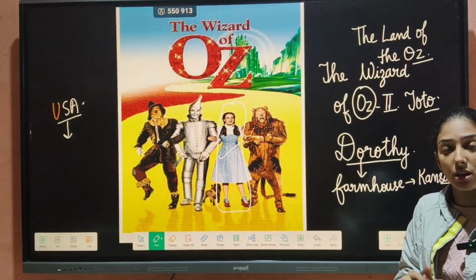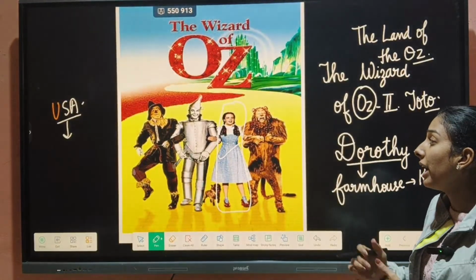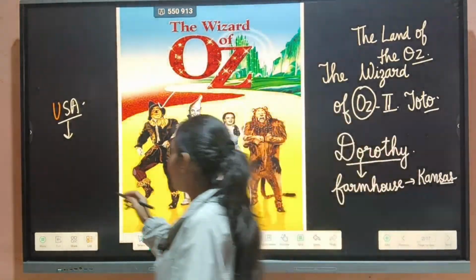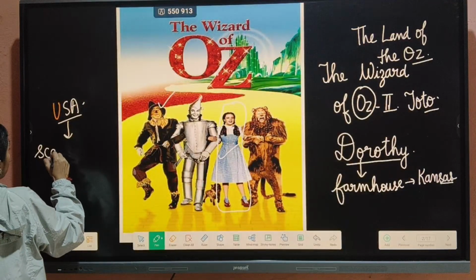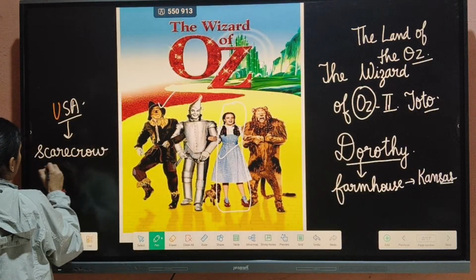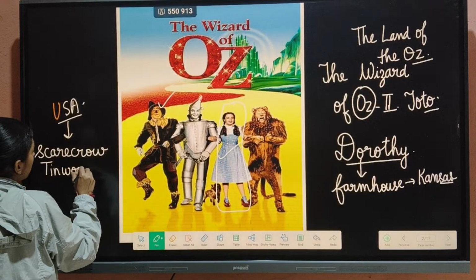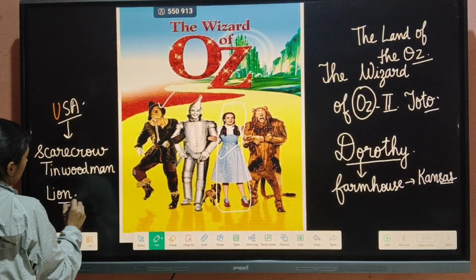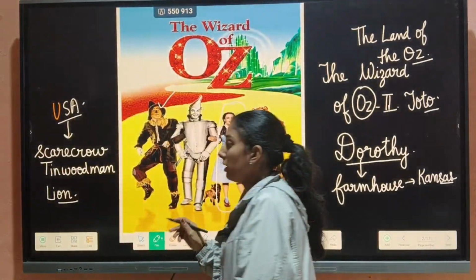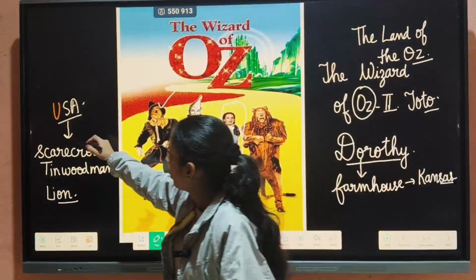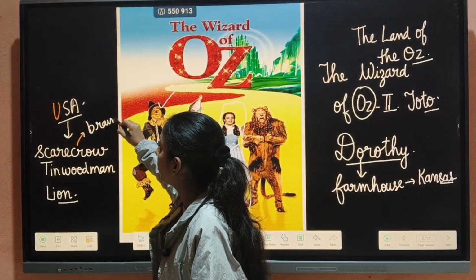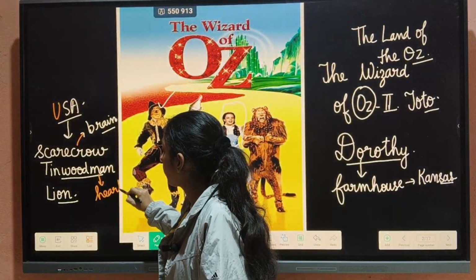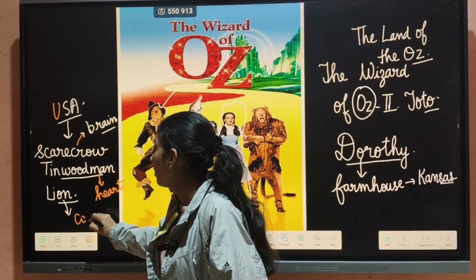Okay. So, beta, what happens? Now she is there in that land, and she meets there with her three friends. There is one scarecrow. Okay, she met with three people. Scarecrow, Tin Woodman, and beta the lion. Okay. So in this story, beta, Scarecrow was not having brain. He wanted a brain. The Tin Woodman wanted a heart, and the lion wanted courage.